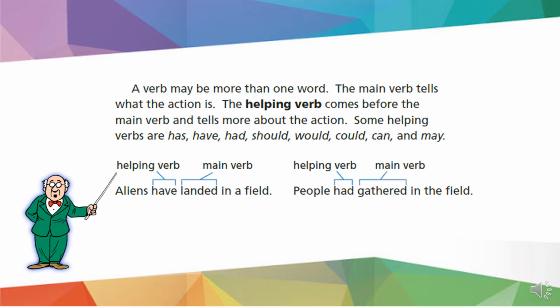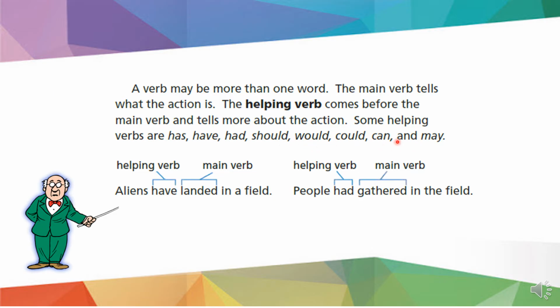Now let's talk about another type of verb, which is the helping verb. Okay, so a verb may be more than one word. The main verb tells what the action is. But there's the helping verb also that comes before the main verb and tells more about the action. So in a sense, it gives more information about the action being done by the subject. So what are some helping verbs that we can use? We can use has, have, had, should, would, could, can, and may.